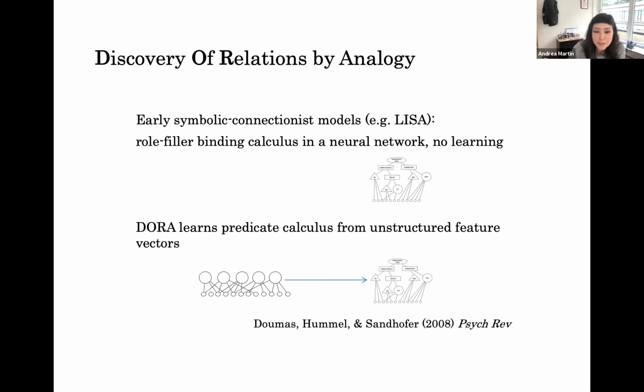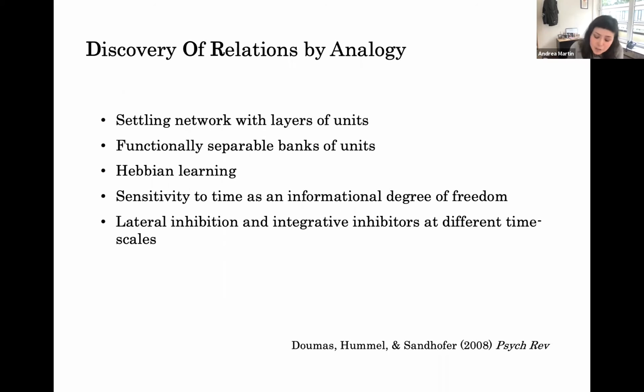But today I'll just focus on the high-level version to tell you how DORA is different from a typical connectionist network, which allows it to have this capacity. And that's that it's a settling network with layers of units. So it's really focused on how we get the representations tuned inside the network, not so much on the input-output mapping. It needs to have functionally separable banks of units, just so that you can control the flow of activation and inhibition in that floating set.